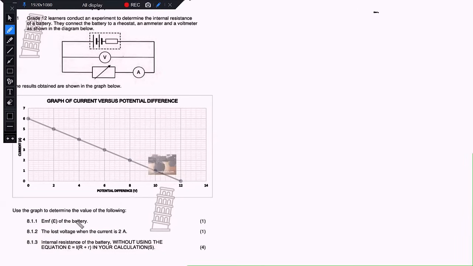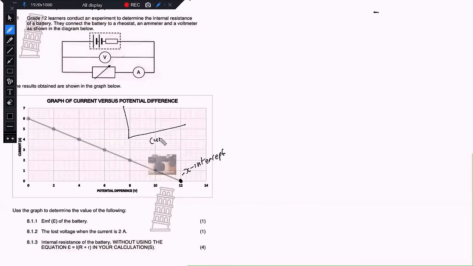Now, EMF of the battery. On the one that we are used to, we find the EMF right here. But now we can't say this is the EMF because what do we have on the y-axis? It is the current. What we have here is the potential difference, and we know EMF is the potential difference when no current is flowing. So it would have to be represented by the x-intercept now. With potential difference versus current, the y-intercept is the one that represents the EMF. So always note the difference there.